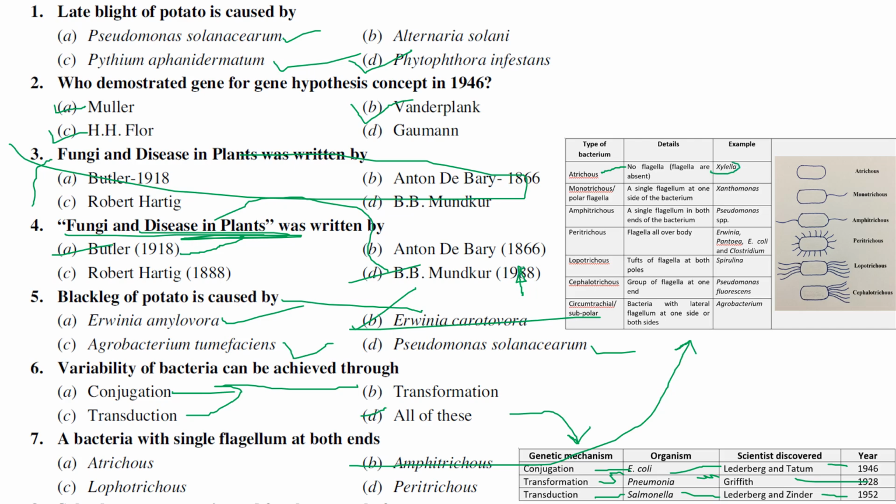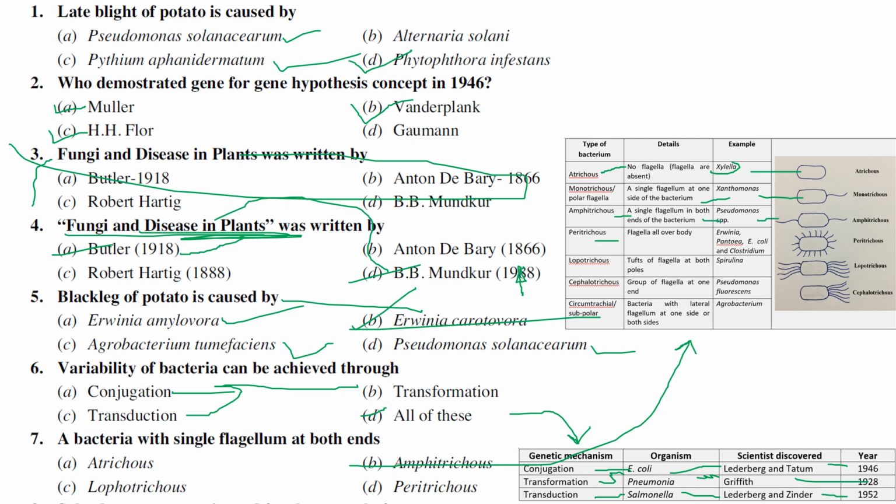Example is Xylella. Second one is monotrichous or polar flagellum. Mono means single. A single flagellum at one side of the bacterium, any one side, maybe right or left. Example is Xanthomonas. This is a diagrammatic representation. Amphitrichous, a single flagellum at both ends. So one flagellum at both ends, that is called amphitrichous. Pseudomonas species is the example.